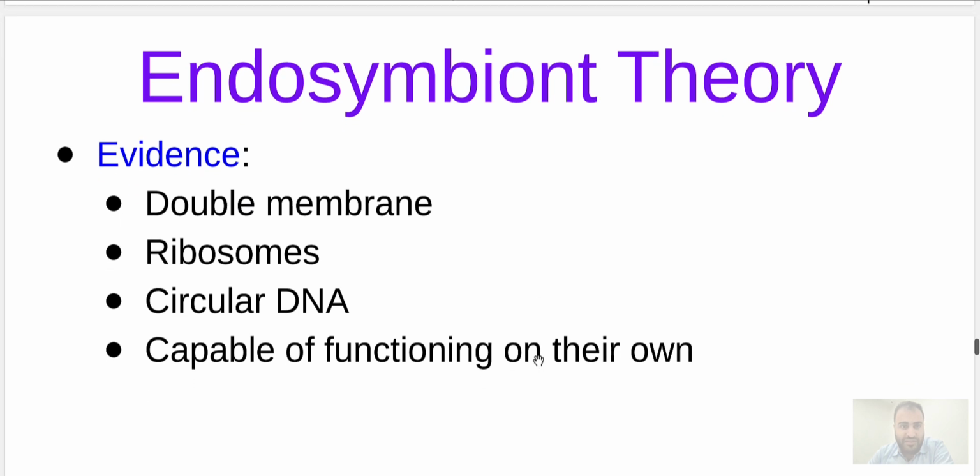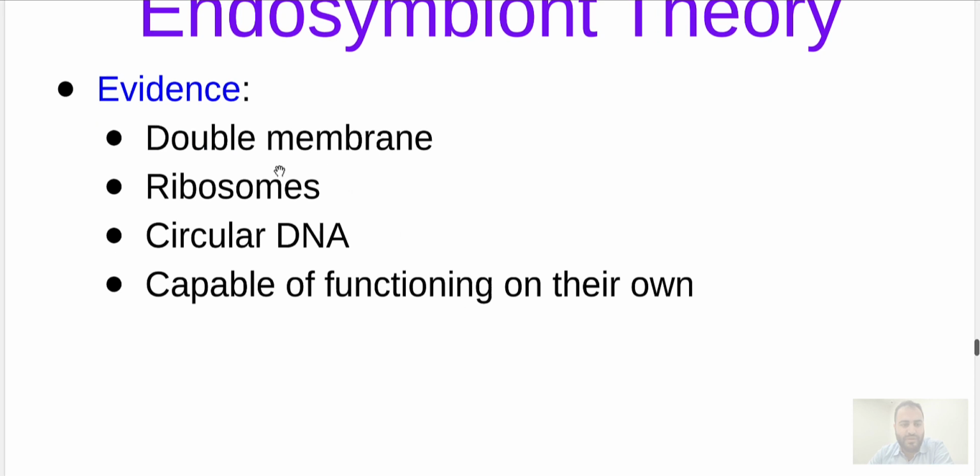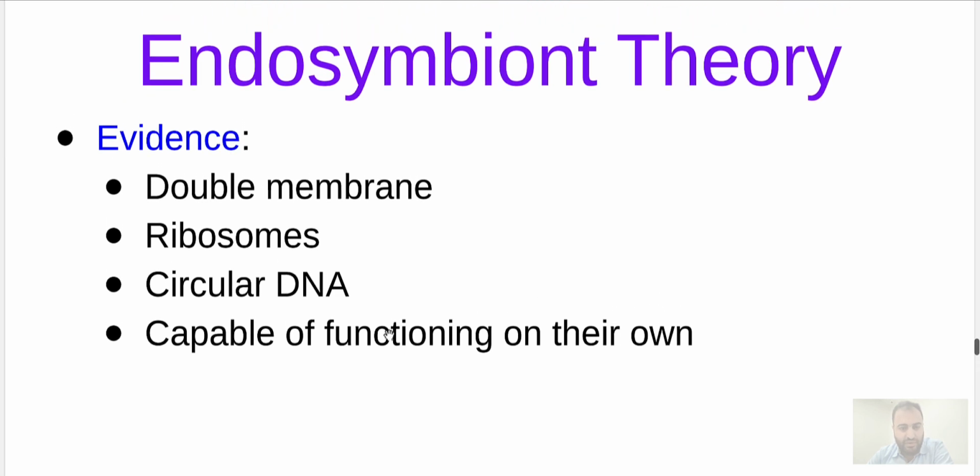Now, if you want to state any theory, you need to show some pieces of evidence. How did the scientists try to prove their theory? By speaking about these four pieces of evidence. The first one: mitochondria and chloroplasts have a double membrane, and prokaryotic cells have a double membrane, a membrane and a cell wall. They have their own ribosomes, and they have circular DNA, and they are capable of functioning on their own. Since the mitochondria have their own DNA and ribosomes, they can function by themselves and produce their own enzymes.